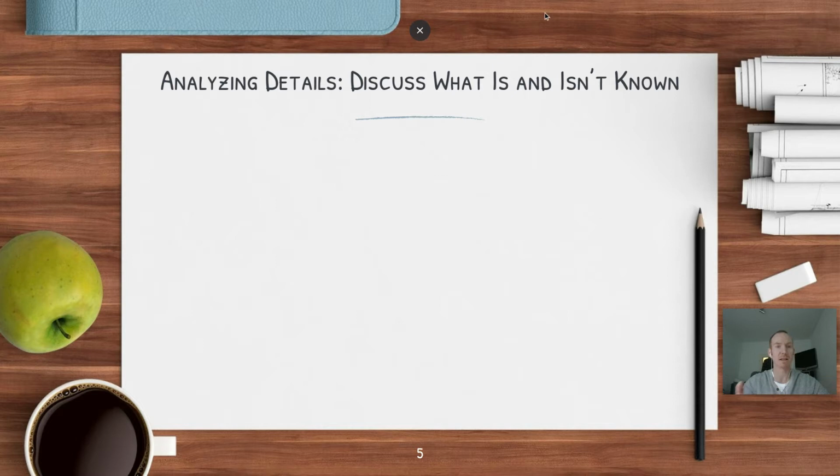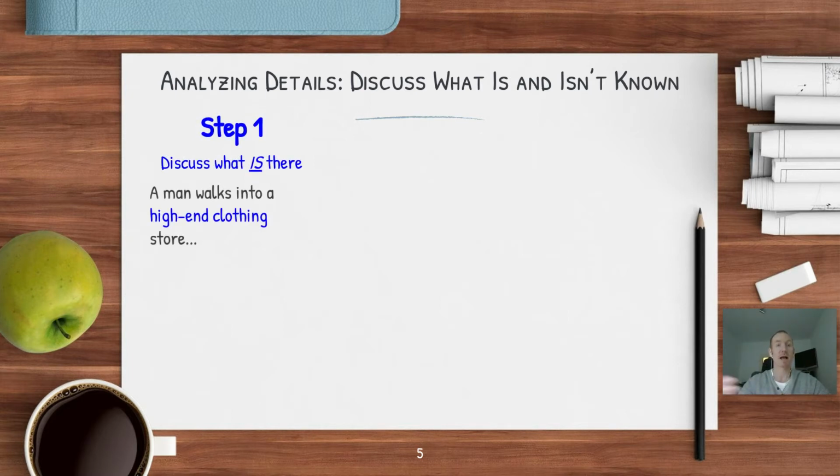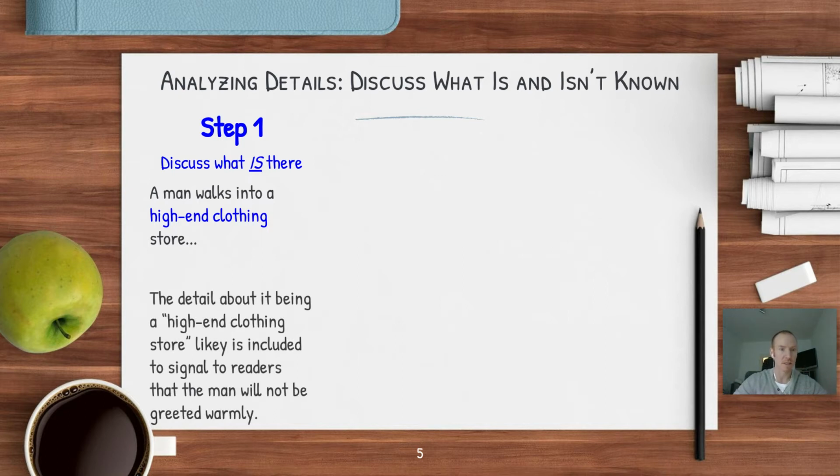So when it comes to analyzing details, you want to discuss what is and is not known. So step one is discuss what is there. A man walks into a high-end clothing store. The detail about it being a high-end clothing store likely is included to signal to readers that the man will not be greeted warmly.